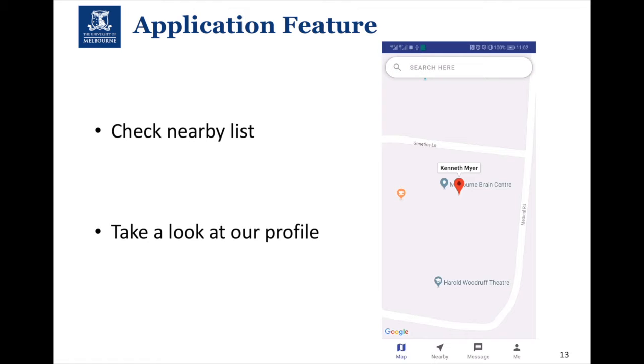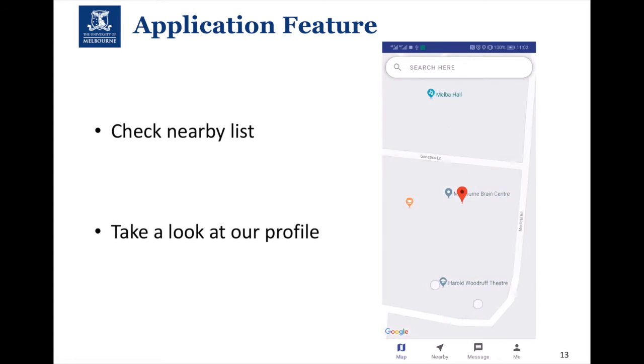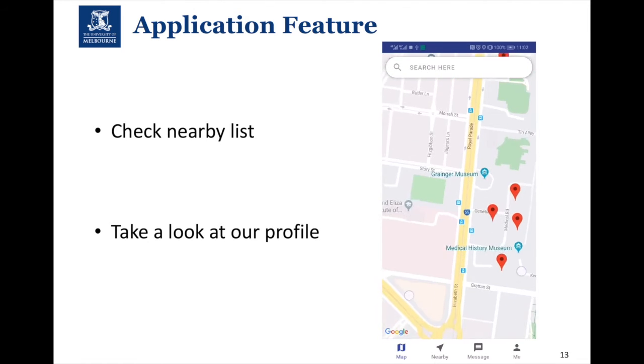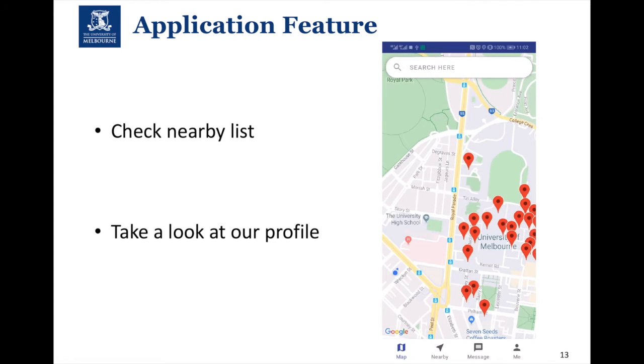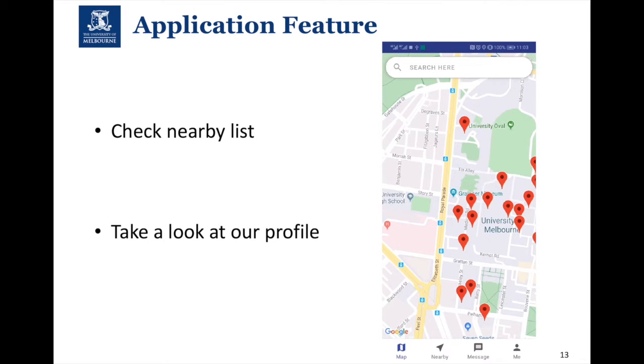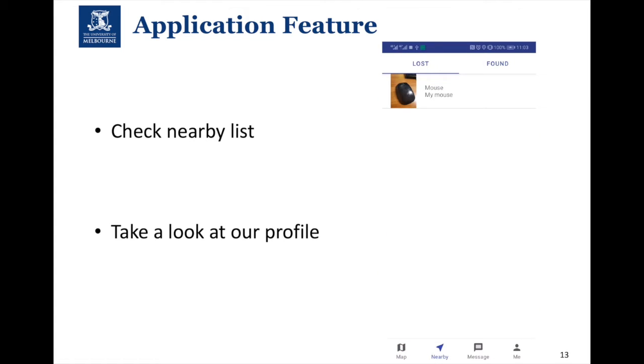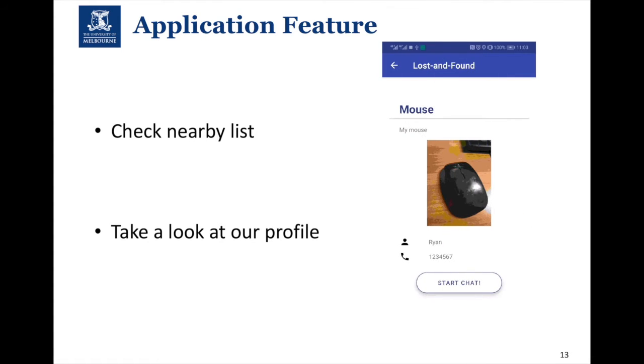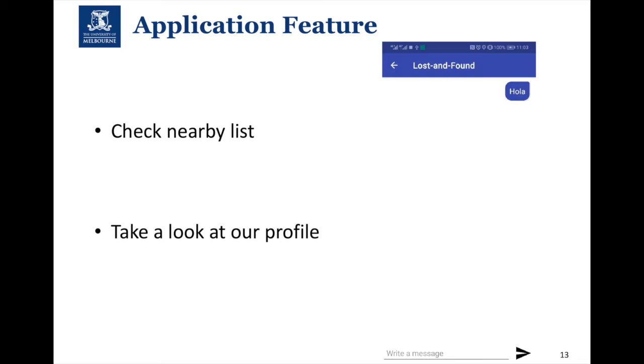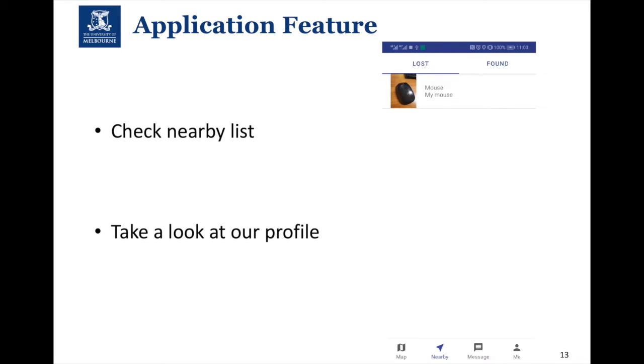The last feature of our application is checking the nearby list, which uses the GPS sensor to locate us. As we can see, maybe the medical center is the nearest building, and we press the nearby list and we enter into the medical center building's list. We can also check the item detail or even start a chat with the publisher. This is the same function as the item details entered through the building activity.